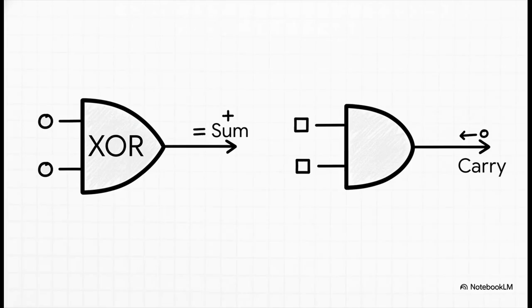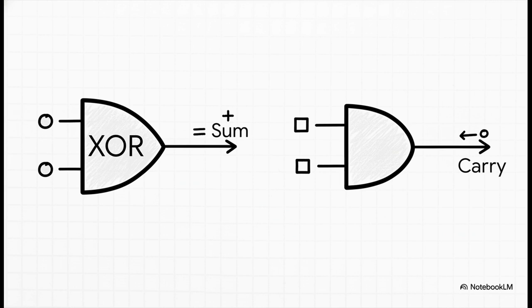So how does the circuit actually pull this off? It's not magic. It's just logic gates. This sum is calculated using an XOR gate. You can think of that as the one or the other, but not both gate. It only puts out a 1 if its two inputs are different. The carry, on the other hand, is calculated with a simple AND gate, which only gives you a 1 if both inputs are 1.